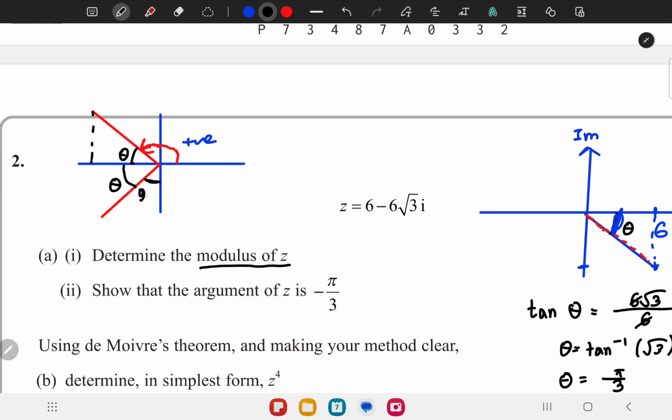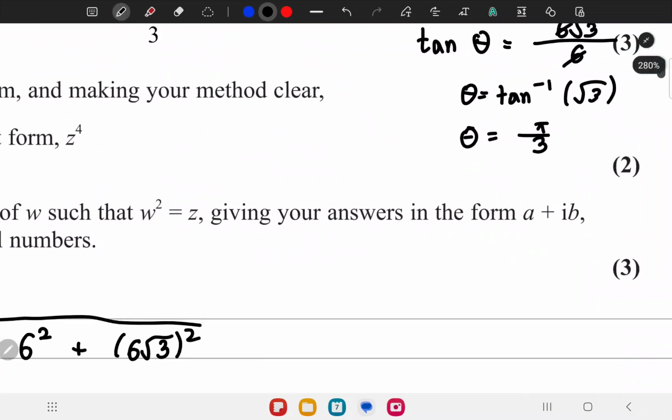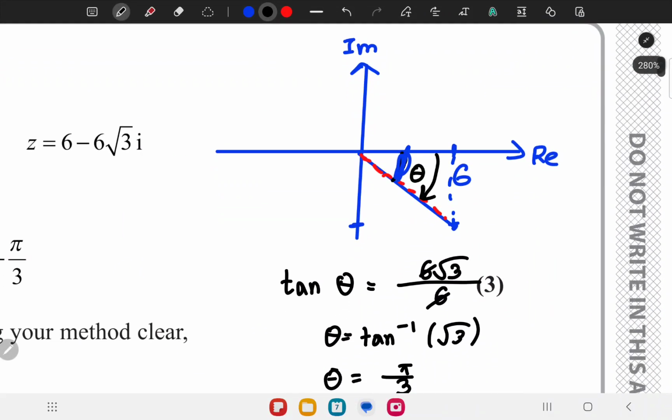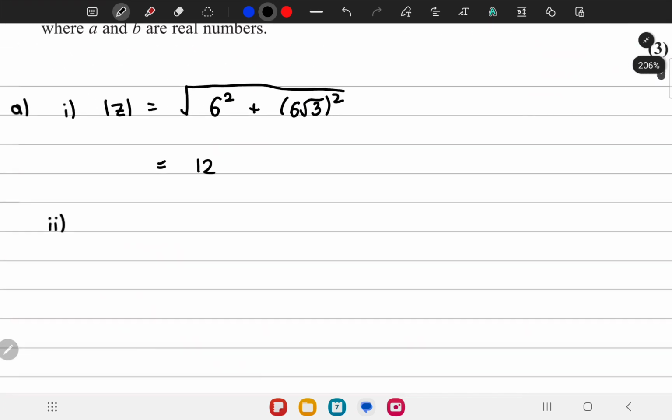This will be 90 minus theta, and this will be 90. So the argument for this will be 90 plus 90 minus theta and a negative in front of it since we are rotating it clockwise. So for this graph we are going clockwise on an angle of pi by 3, so the argument would be negative pi by 3.